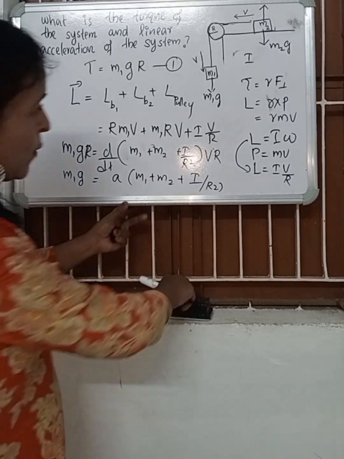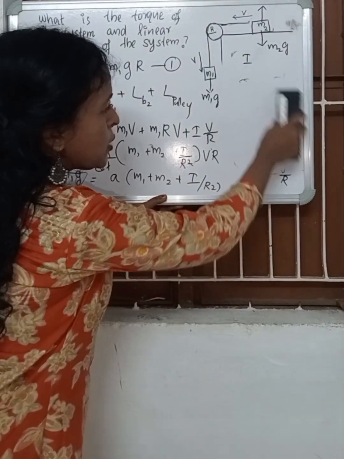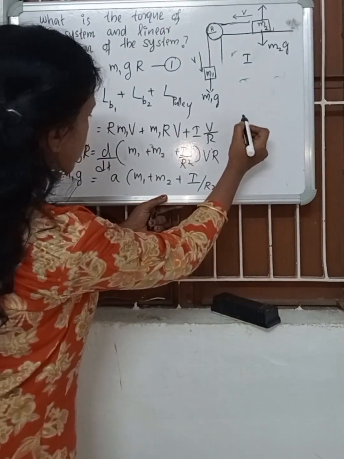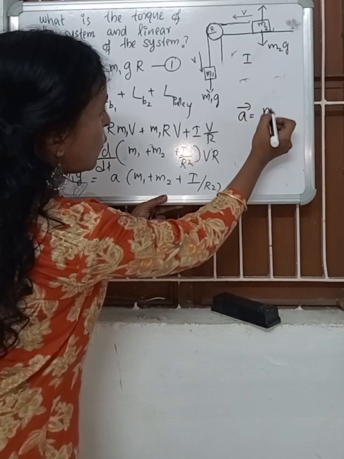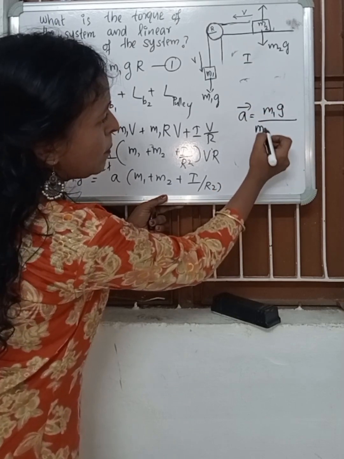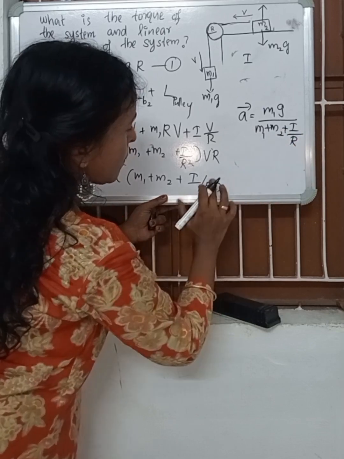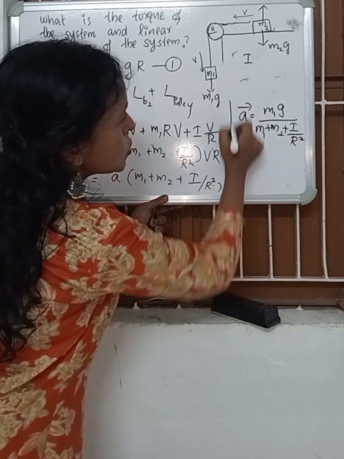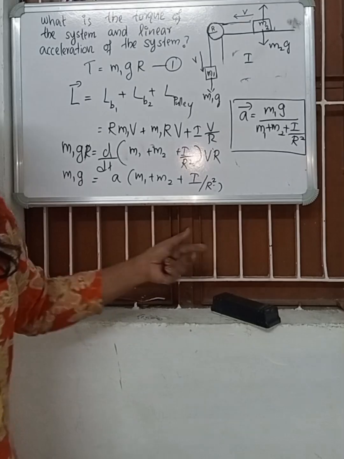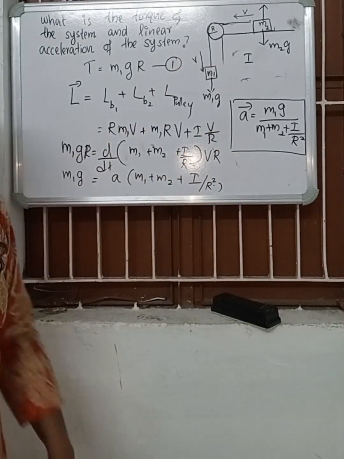From this equation we can write the expression as a equal to m1g divided by m1 plus m2 plus I divided by R square. So this is the expression of the linear acceleration of the system. Okay, thank you.